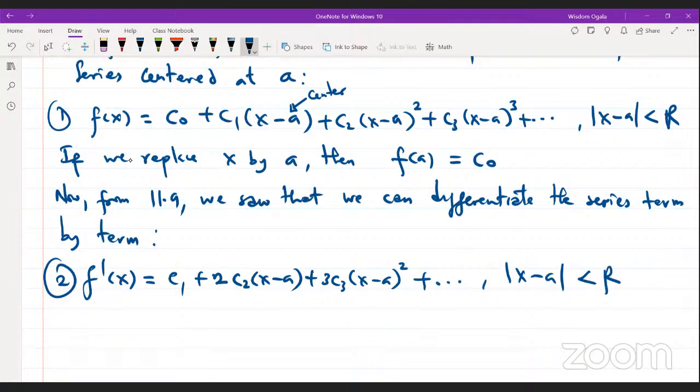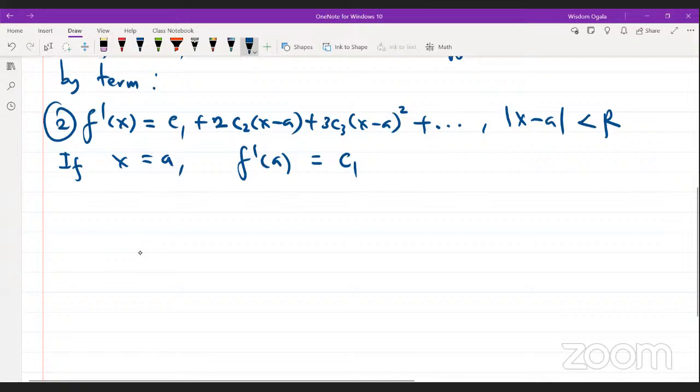Now, the same thing, if I do the same kind of replacement, if x equals a, what happens? I'm only going to be left with f prime of a equals what, guys? c1. So in equation 2, if you plug in x equals a, you will only get the constant. We can keep doing this same thing on and on, and then we can see what happens.